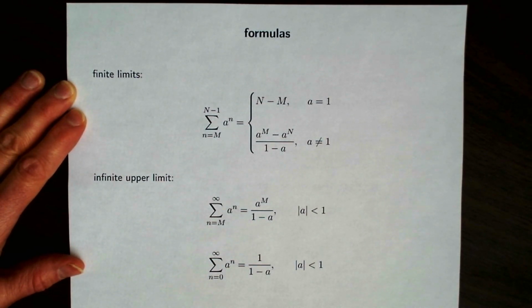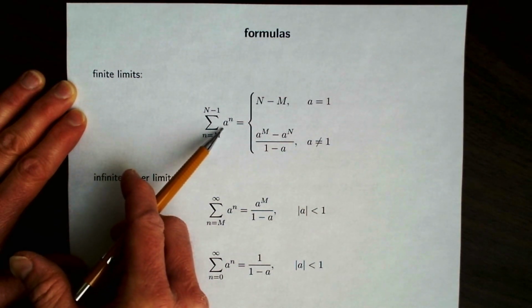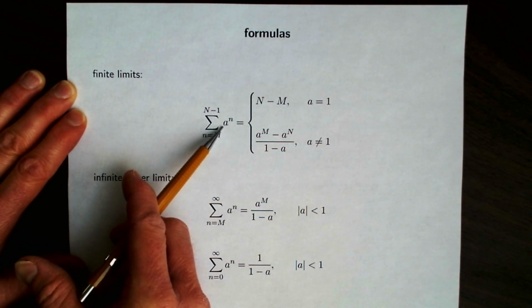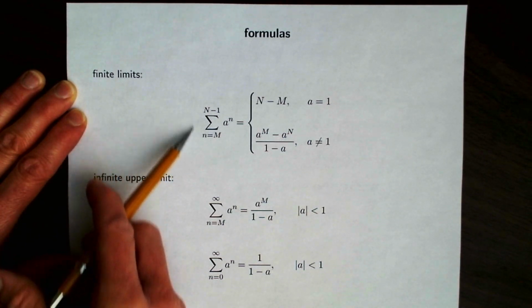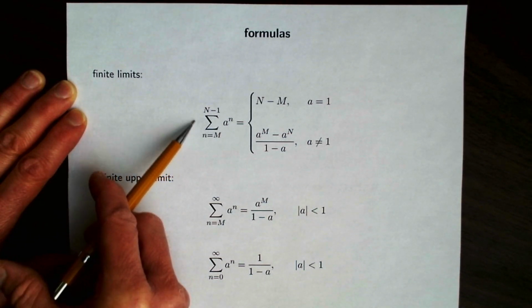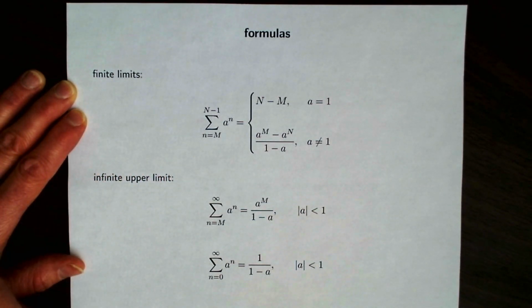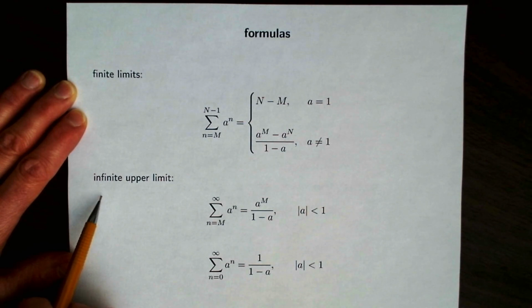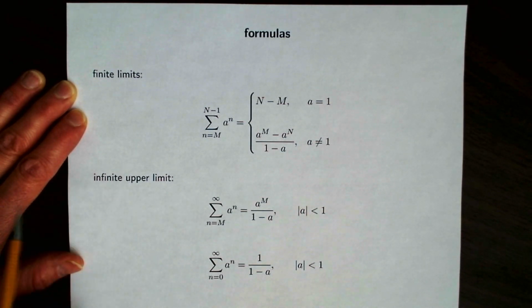There are two general cases. One is when we're summing an exponential function. Here think of A as just being a general complex number. In the first case, we're summing that over finite limits, so here m and n are just finite numbers. And then the other case that we'll look at is when one of the limits, usually the upper limit, goes to infinity.